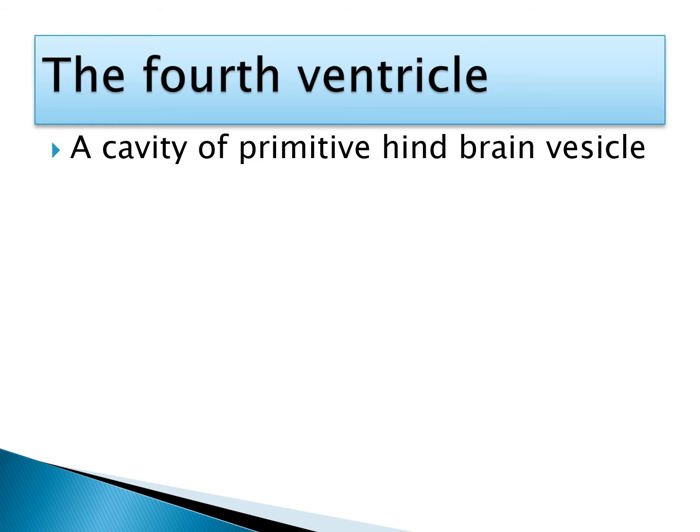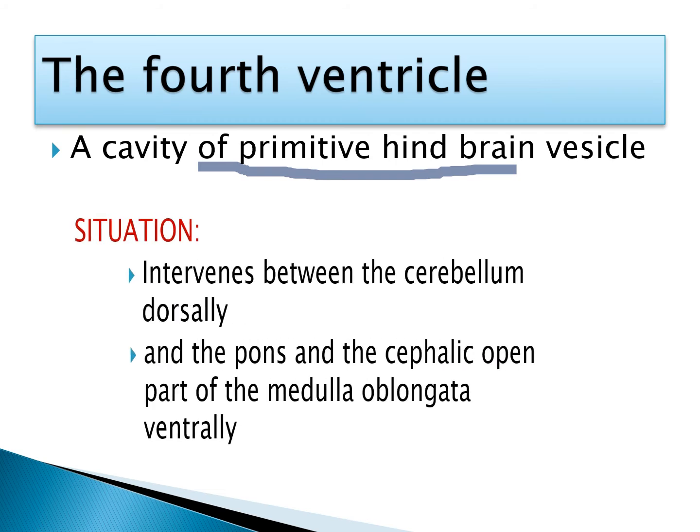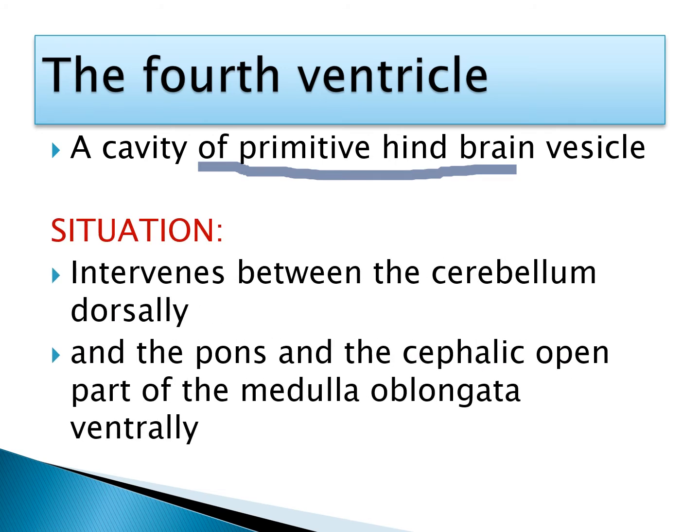What is the fourth ventricle? It is the cavity of the primitive hindbrain. In embryology, we have the forebrain, midbrain and hindbrain vesicle development, and this fourth ventricle represents the cavity present in the hindbrain vesicle. Situation: it intervenes between the cerebellum dorsally and the pons and cephalic part of the medulla oblongata ventrally. So that is the situation.